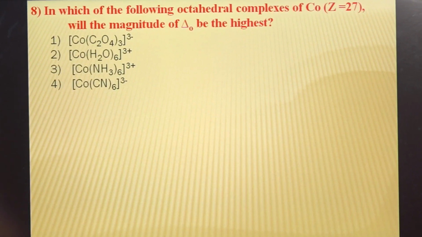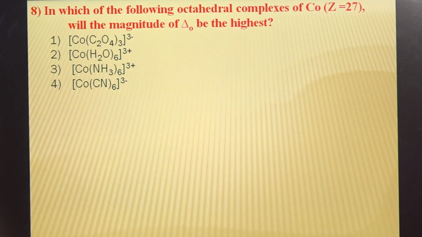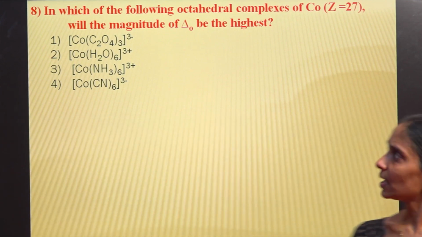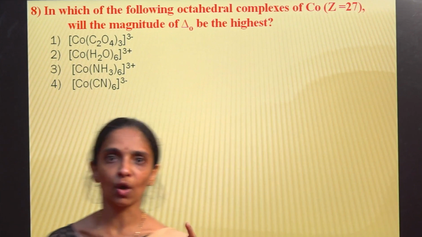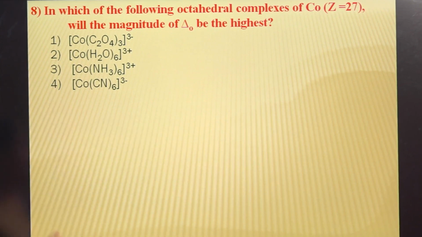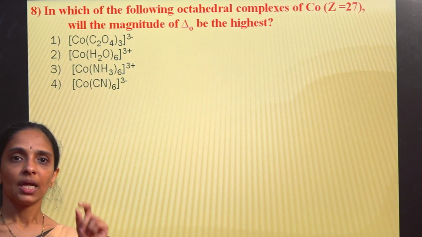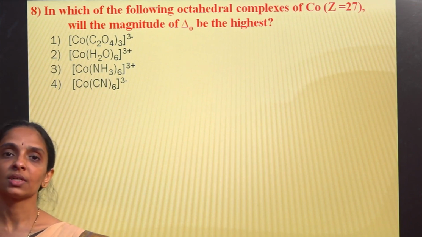Moving on to the next question. In which of the following octahedral complexes of cobalt will the magnitude of delta O be the highest? Delta O stands for crystal field splitting energy in the case of octahedral complexes. Okay, so the magnitude is highest in which complex is the question. Crystal field stabilization energy depends on many factors. It depends on the central metal that you have. It also depends on the oxidation state of the central metal, and it depends on the type of ligand that is present.